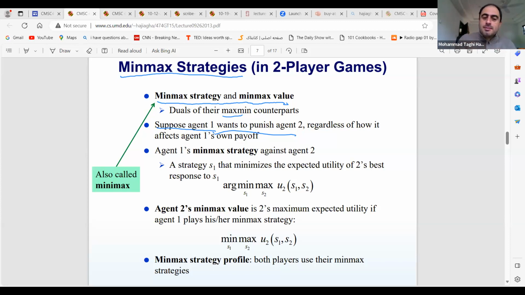So here, agent 1's min-max strategy against agent 2 would be like this: a strategy S1 that minimizes the expected utility of 2's best response to S1. So what would that be? Here, min-max would be the argmin over S1. So you take the strategy such that you minimize the best case for agent 2. Here, this max is the best case for agent 2, and we are taking the utility of the second player, if the strategy profile is S1, S2.